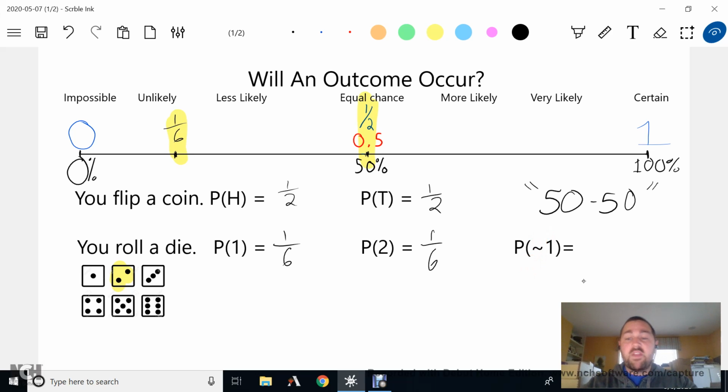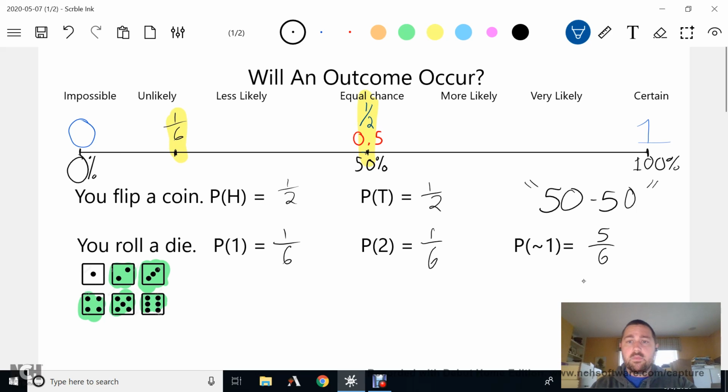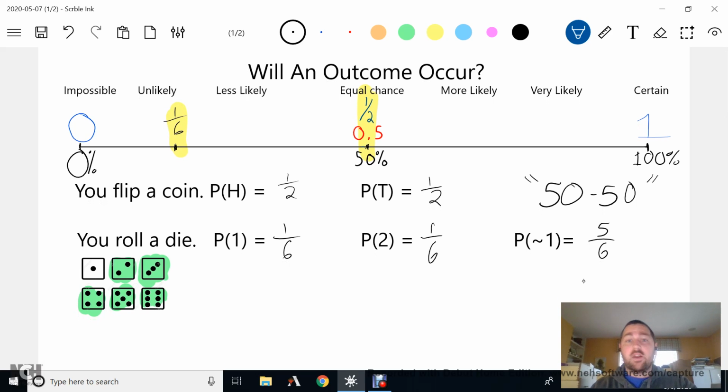So if we were to think about the probability of not 1, what would that be? What's the probability of not 1? Well, how many not 1s are there on this die? There's a 2 and a 3. Those are both not 1s. 4 is not a 1. 5 is not a 1. And 6 is not a 1. There's 5. And that would give us a 5/6 chance of that to occur, right? To get a not 1, which is way over here in the very likely zone.